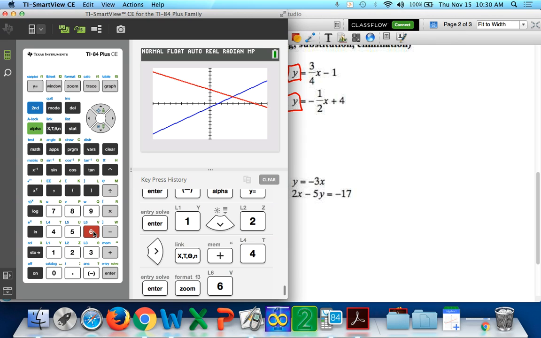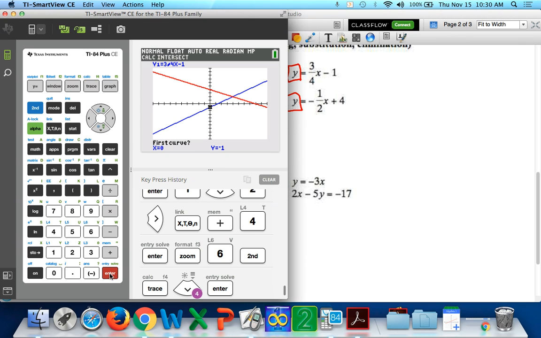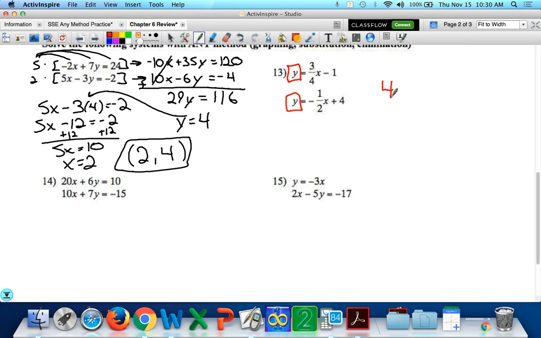There's my intersection. It looks like it's at 4, 2. Don't trust your eyes, trust the calculator. It can do that. Second trace, which brings us to this blue calc menu. And we go down to number 5, or press 5, press enter. And then it's going to say first curve. Yep, that's our first curve, press enter. Second curve, yep, that's our second curve, enter. We don't guess, just press enter. And it is at 4, 2.